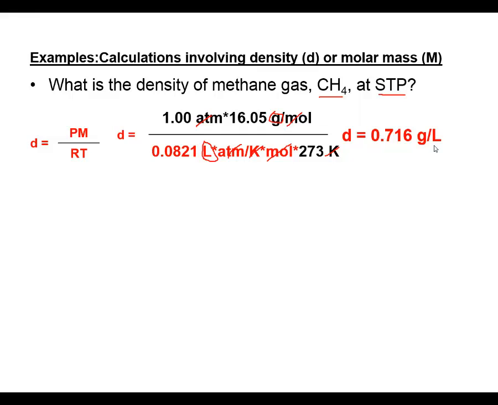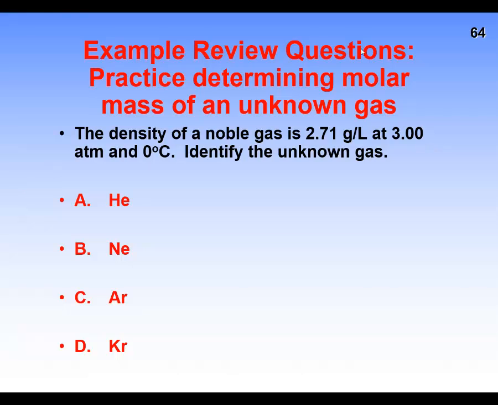Now what I'd recommend that you do in groups in your class next is that you try to calculate the identity of a noble gas. I gave you the density, so now here we're going to have to solve for molar mass. So I gave you the density of 2.71 grams per liter, at 3 atmospheres and 0 Celsius. I'd like you to identify that gas, so please pause the video here and go ahead and work on this in groups and see if you can find the correct gas identity.